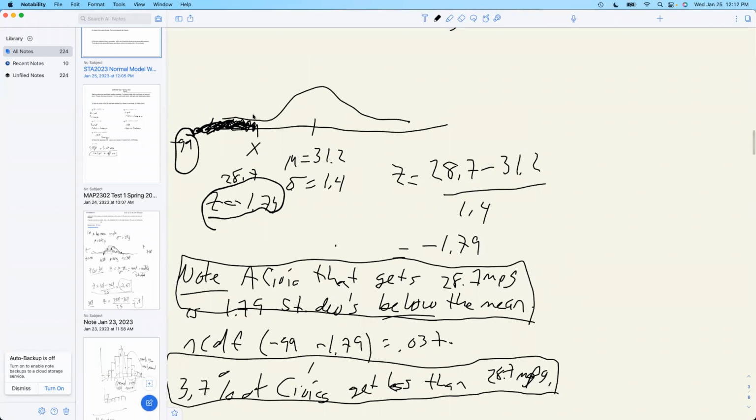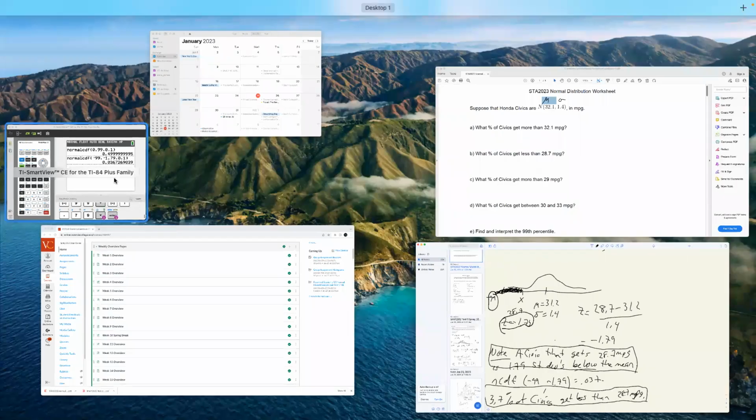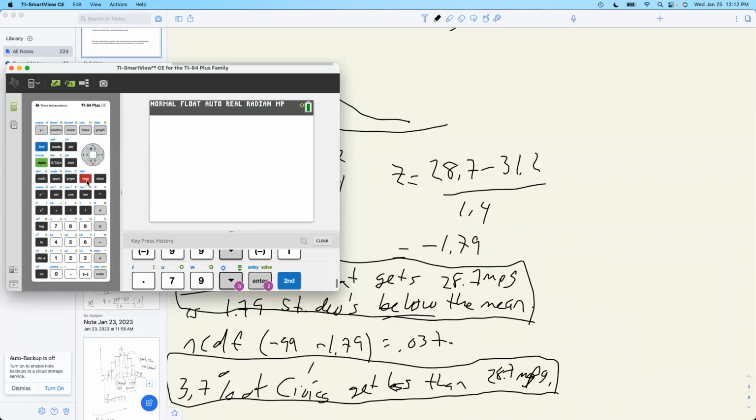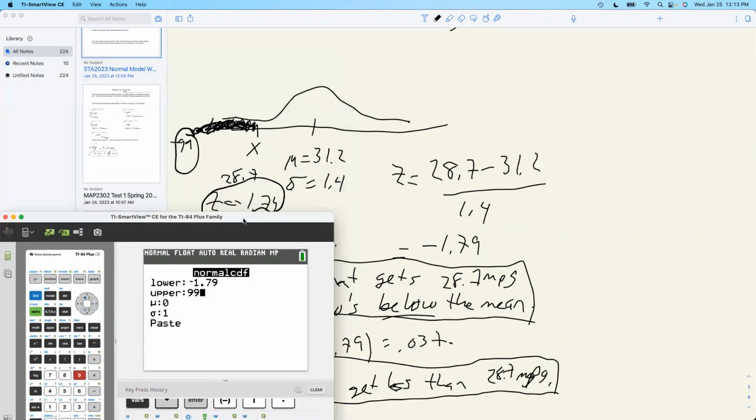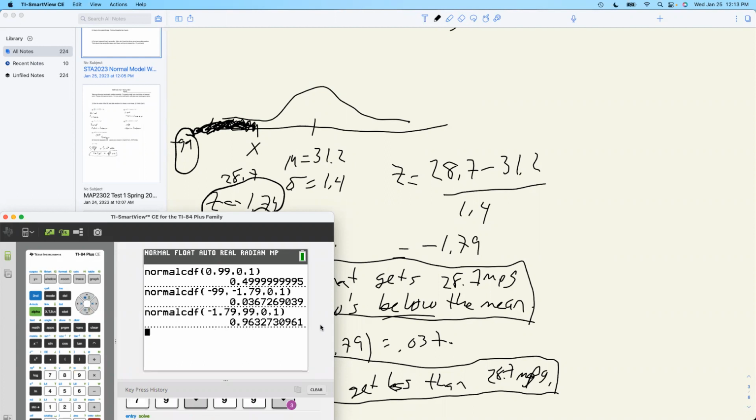What if I had typed this the wrong way? What if I had typed, because it's a common mistake, negative 1.79 to infinity. So on the graph, that would be here and above. That would be like shading all of this. Well, look at this answer. I get like 96%. See, this is why we draw the picture. If I get that answer, I look back at my picture and go, oh crap, I messed up something. That can't be right.